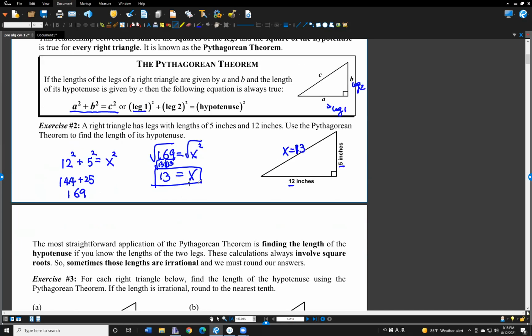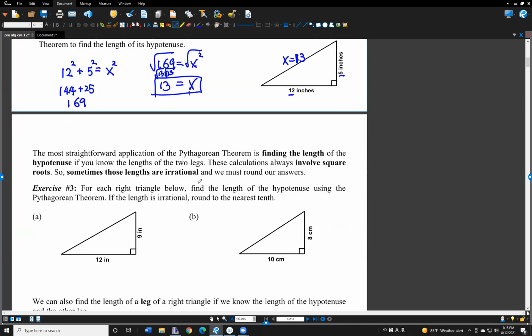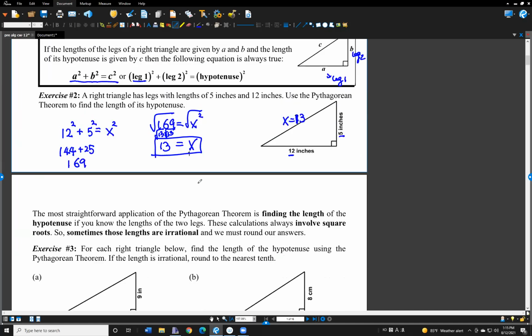All right. Now the next one. So remember, when you have 5 and 12, the hypotenuse will be 13. Memorize this one. This set of numbers is called a right triangle triplet.